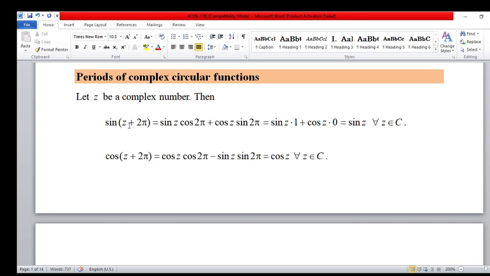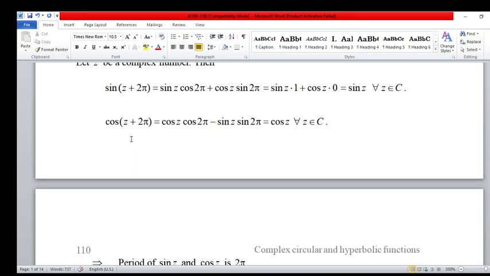Here apply the sin a plus b formula: sin a cos b plus cos a sin b. Cos 2 pi is 1 and sin 2 pi is 0, so this is equal to sin z. Meaning sin of z plus 2 pi is equal to sin z, so there is no change. So its period is 2 pi.